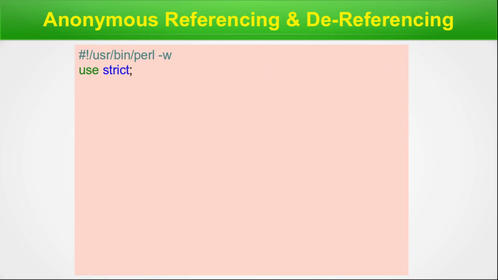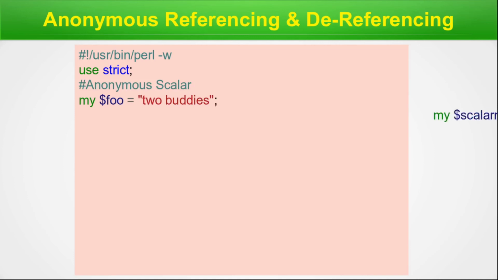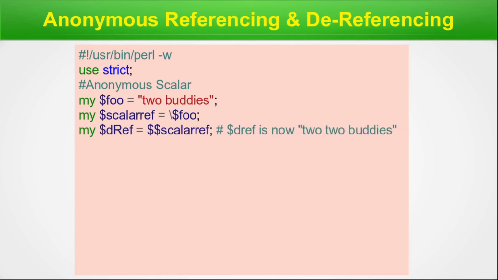Anonymous referencing and dereferencing. We use the hashbang #!/usr/bin/perl -w, use strict, then anonymous scalar, then we use $foo and "two buddies". Then we use the scalar ref, as I already explained. We add a backslash on the right hand side of the equal sign, and then $foo. Then $dereference. Okay, now what is dereferencing?